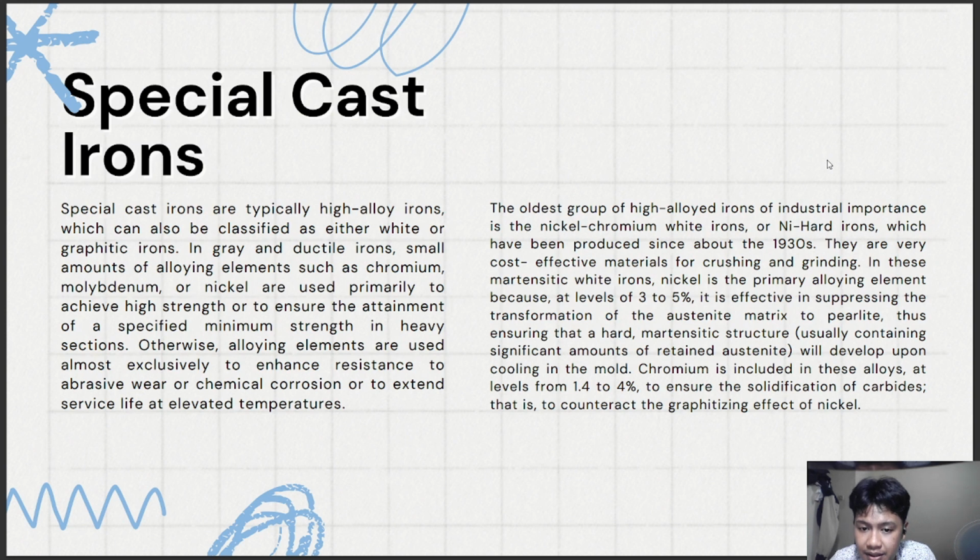In these martensitic white irons, nickel is the primary alloying element because at levels of 3 to 5%, it is effective in suppressing the transformation of the austenitic matrix to pearlite, thus ensuring that a hard martensitic structure, usually containing significant amounts of retained austenite, will develop upon cooling in the mold. Chromium is included in these alloys at levels from 1.4 to 4% to ensure the solidification of carbides, that is, to counteract the graphitizing effect of nickel.